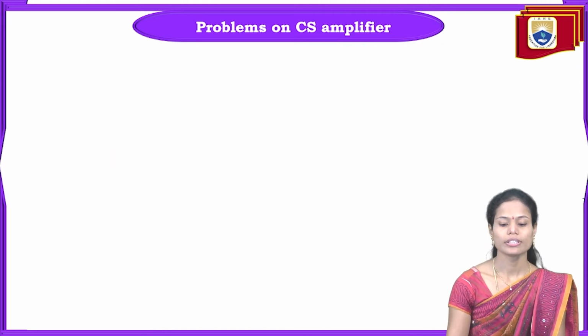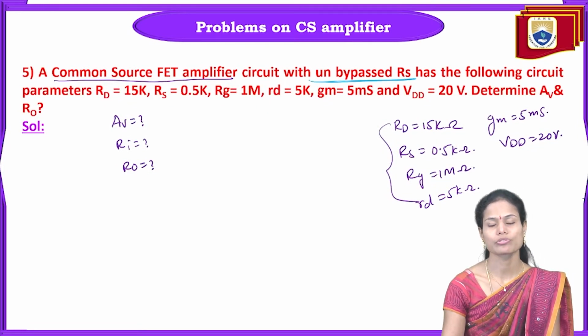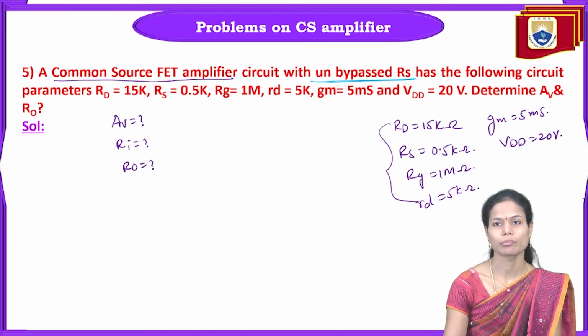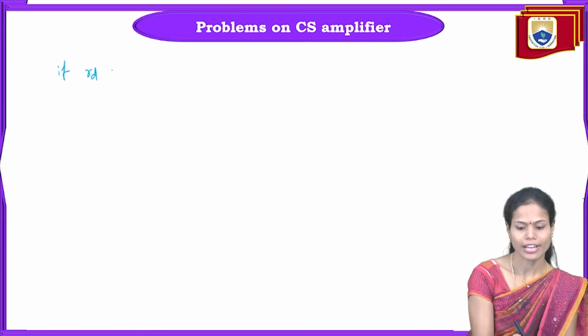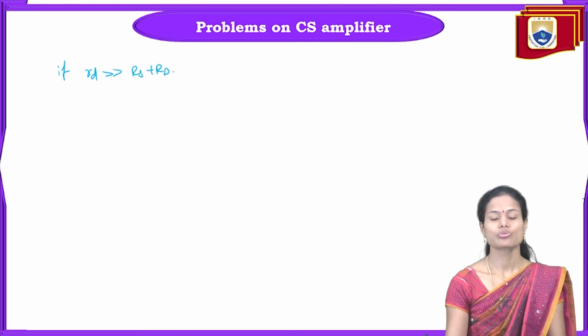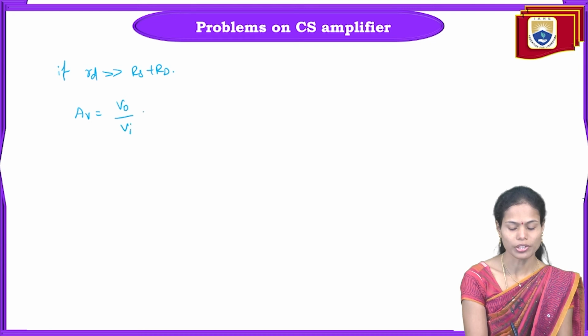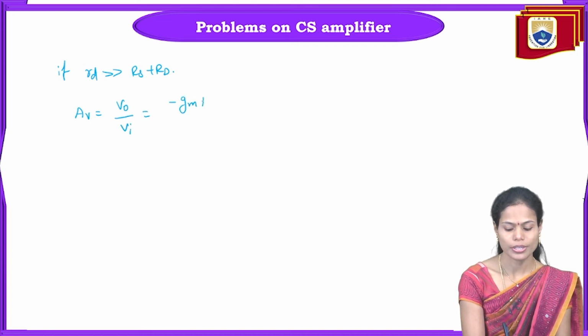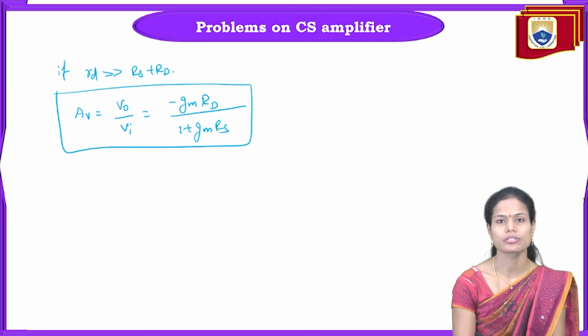So here they have given it as unbypassed source resistance RS. In the case of unbypassed source resistance RS, we are having different formulas, and if it is bypassed source resistance, in that case we have to utilize other formulas. So if suppose the small rd value is far greater than the source resistance as well as the drain resistance, in this particular case, the voltage gain AV is equal to output voltage by input voltage, that is equal to minus GM RD by 1 plus GM into RS. So this is the formula to calculate the voltage gain with unbypassed source resistance RS.